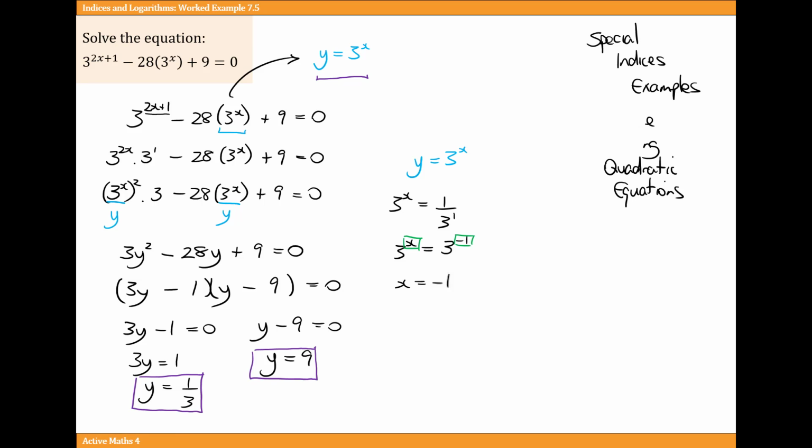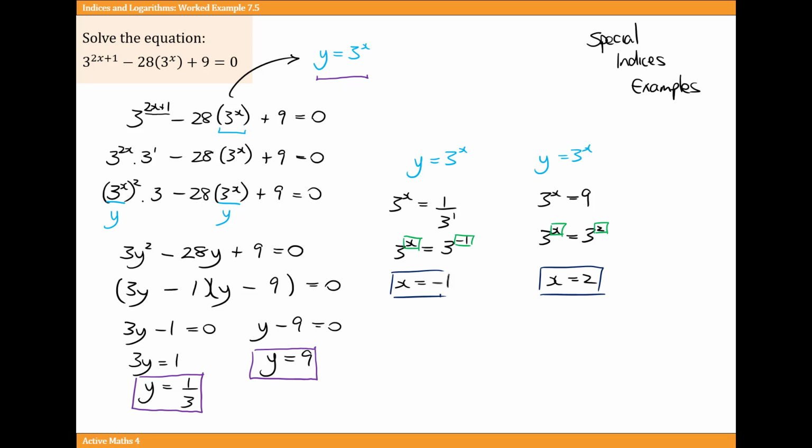I'm just going to rub out this so that we have space to write our second solution. So let me see. We have y is equal to 3 to the power of x and y is equal to 9. So 3 to the power of x is also equal to 9. So 3 to the power of x is equal to 9 we can express as 3 squared. And then as before, the base number is the same on each side, 3. So we let the powers equal and we get that x is equal to 2. And so our two solutions to this equation are x is equal to minus 1 and x is equal to 2. So we're going to use a similar strategy with this second sum.